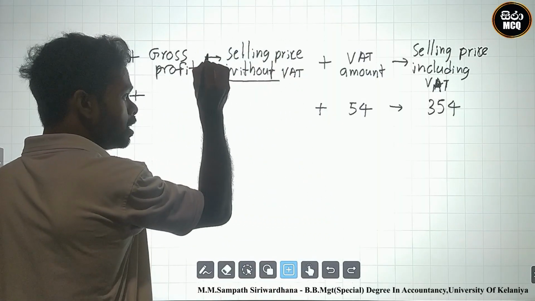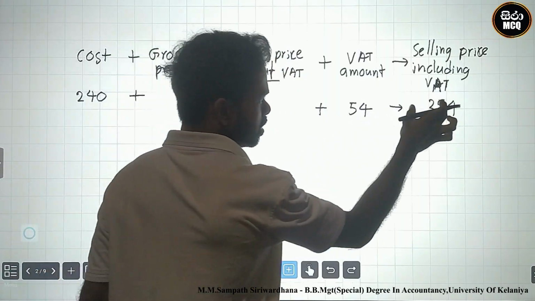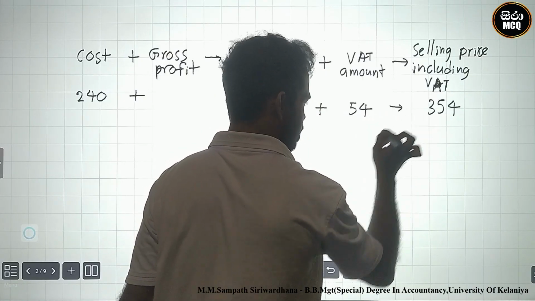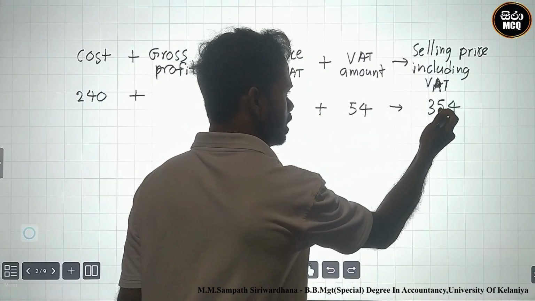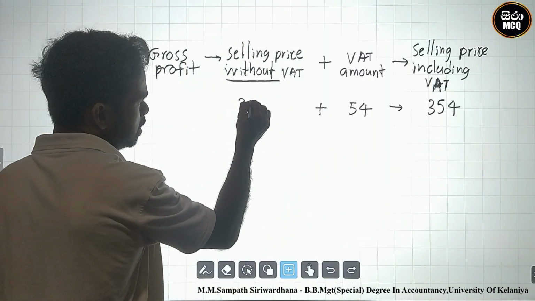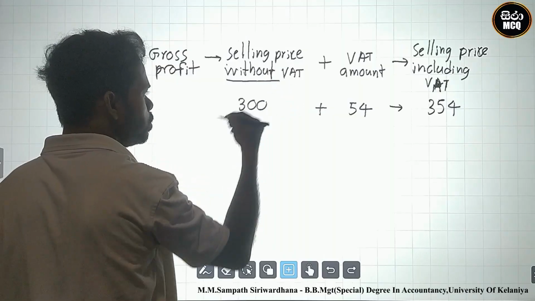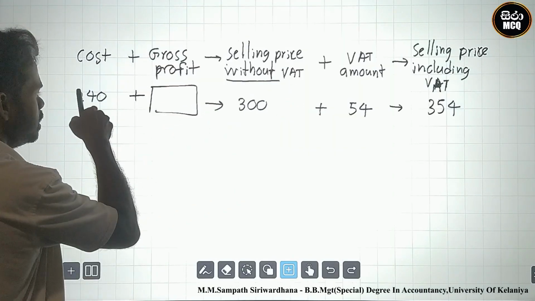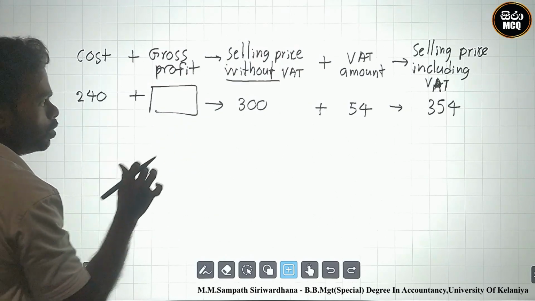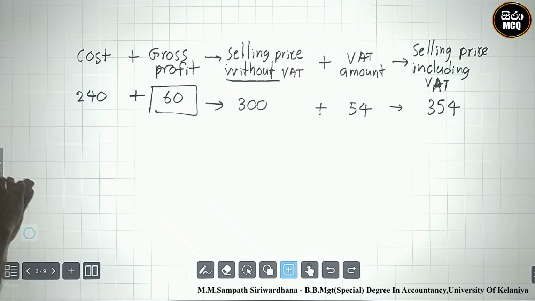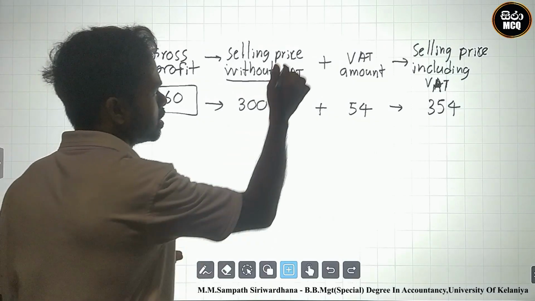What is the selling price without VAT? This 354 includes this VAT. Without it, please deduct the 54 from this. This 300 is the selling price without VAT. What is the gross profit? This is the gap between 240 and 300, which is 60. Okay, this is the total schedule.